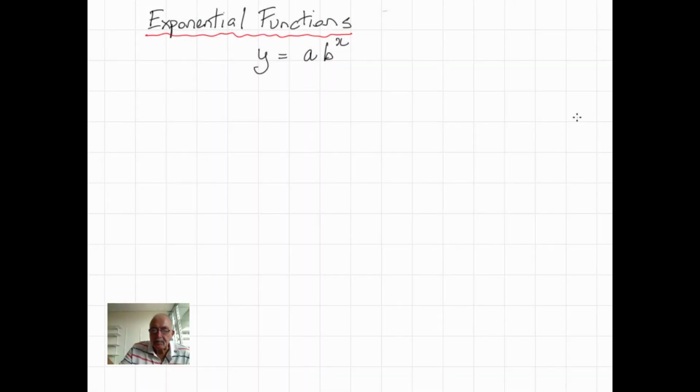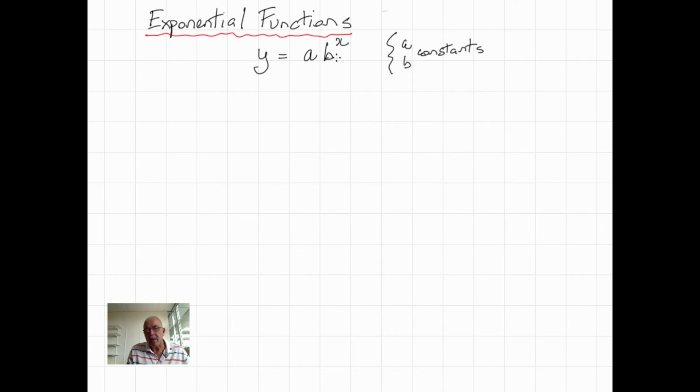Exponential functions, where we have the unknown as the power, fall into another category other than the power functions we've already talked about, where the unknown is the base. When the unknown is up there as an index, we call them exponential functions. So in this case, a and b are both constants, and x is the independent variable. So this is an example of an exponential function.